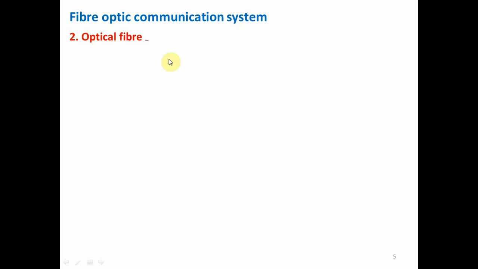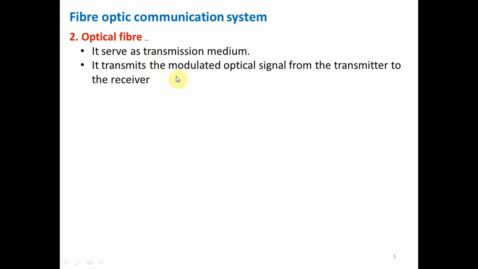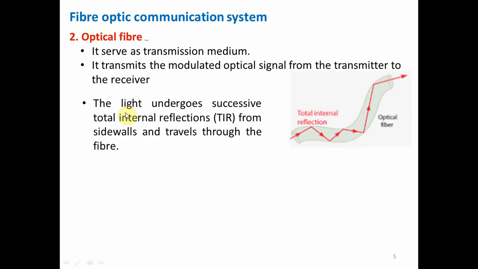Next part of fiber optic communication system is optical fiber. It serves as transmission medium. It transmits the modulated optical signal from the transmitter to the receiver. The basic principle of light propagation through the optical fiber is multiple total internal reflection at the side walls.